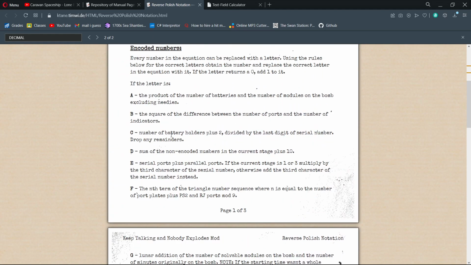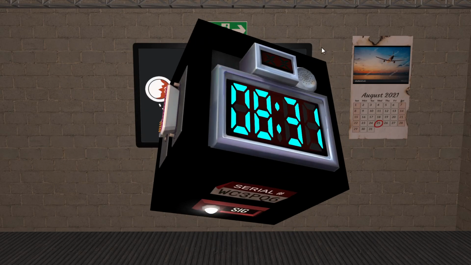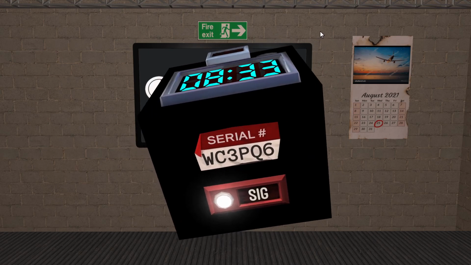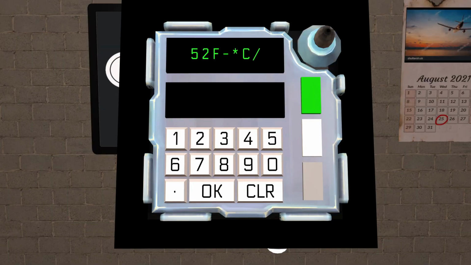Let's continue on with the module. C is the number of battery holders plus 2 divided by the last digit of the serial number. So, let's see. Looking at the bottom, we have no battery holders, so that's going to be 2 so far, and then we're going to divide that by 6. So let's flip over real quick.